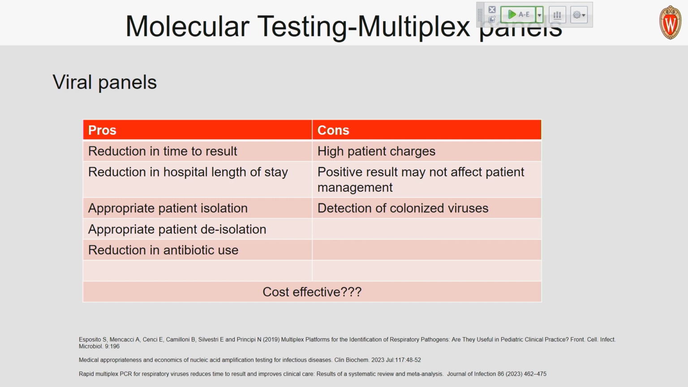Some of the cons are high patient charges, especially if you're using these in an outpatient situation, where patients could be charged upwards of $5,000-$6,000 for these. You might be able to detect colonized viruses. I read an article just last week regarding pediatric patients, and about 30% of healthy pediatric patients can be colonized with certain respiratory viruses. Obviously, that varies depending on the virus, but there is some colonization potential there. And then the biggest con, again, is positive results might not affect patient management, okay?